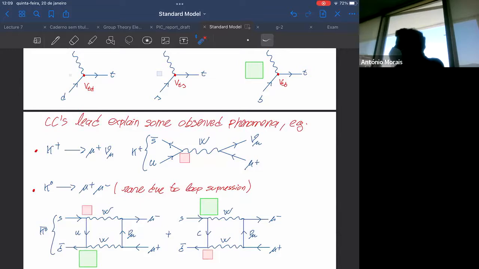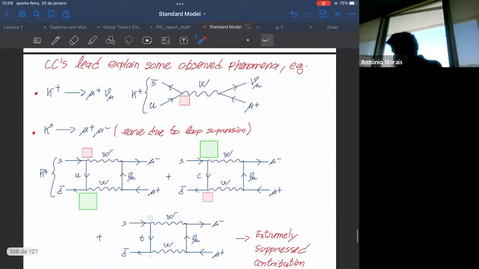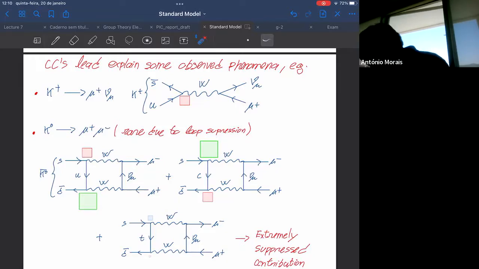But then there is a third possibility here, which is one that involves a top in this internal propagator, and this is an extremely suppressed contribution. So it really does not count. Well, it counts for decimals of this calculation, but you have the two tiniest couplings in the CKM matrix.